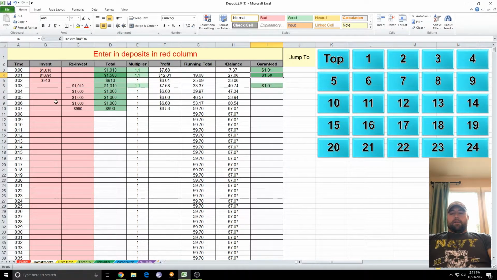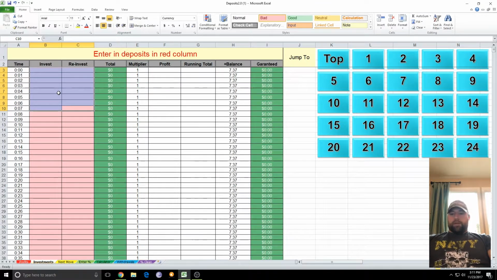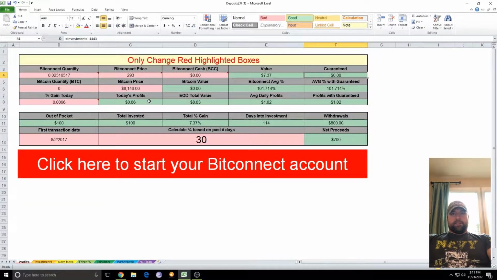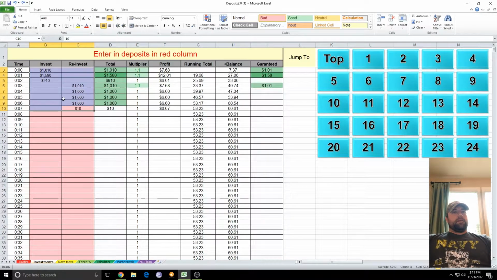If I wanted to have a $100 investment, let's go ahead and delete these. So put in $100 there. That's your interest earned today. Everything rolls over to profits. Today's value, I'd have 66 cents. Average daily profits would be $1. So we're gonna take that back, put my information back in there. That's the value that I have.